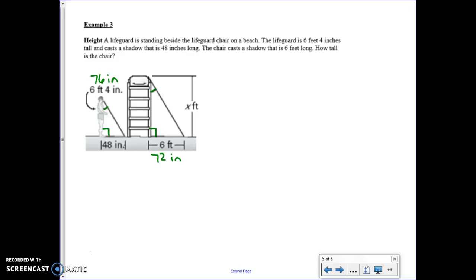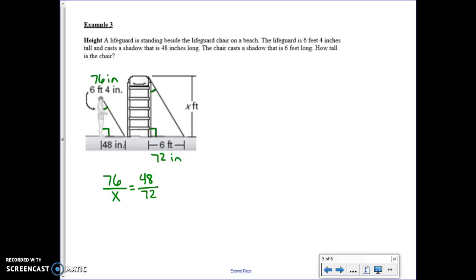So when I go ahead and set this up, I'm going to set it up as the matching corresponding pieces of the triangle in a ratio. So 76 is the stand up of the lifeguard. That's the vertical of the lifeguard. The vertical on the chair, we don't know. It's called X. The horizontal on the lifeguard is 48. And the horizontal on the chair, the shadow lengths, is 72. So from there, we're ready to cross multiply.